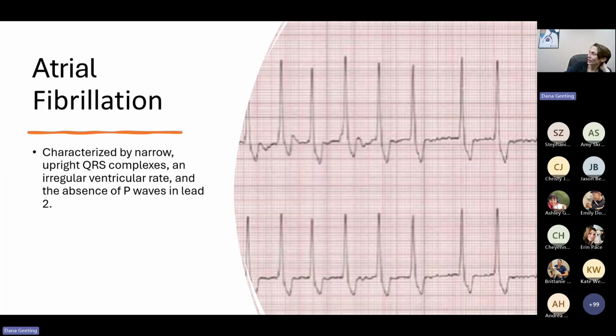Our next abnormal heart rhythm is atrial fibrillation, or AFib. That is characterized by narrow upright QRS complexes, and it has an irregular ventricular rate. P waves are absent in AFib, so you're not going to have a P wave in AFib in lead 2.